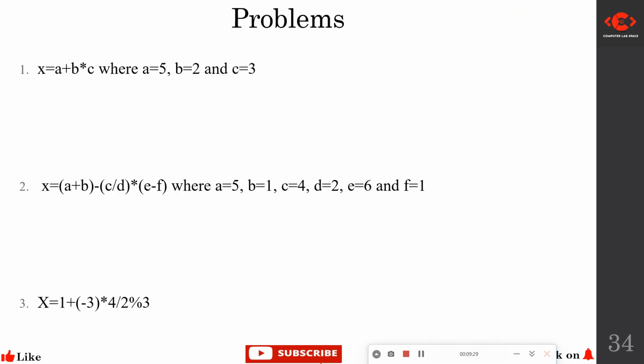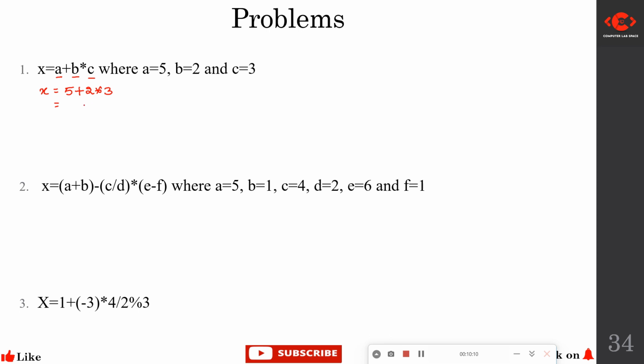Okay. Let's start with the first problem, which is a simple one I have taken here. X is equal to A plus B into C. Right. So first try to replace the variables with the values, where A is equal to 5, B is equal to 2, and C is equal to 3. Right. So X is equal to A 5 plus B value 2 into 3. So here, how are we going to solve? Just look at this expression. We have plus and multiplication symbols. Which one has the highest priority? That is the multiplication symbol, right?